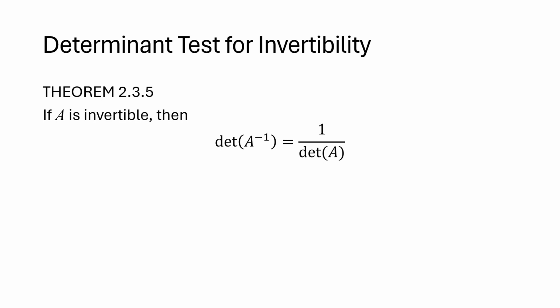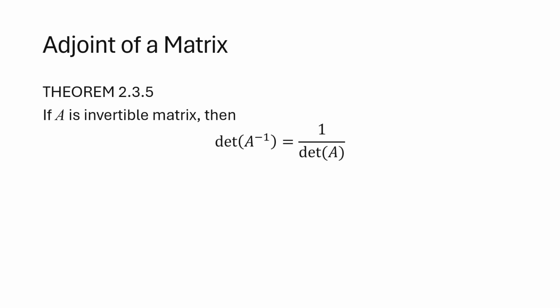Okay, so let's have Theorem 2.3.5. If A is invertible, then the determinant of its inverse is equal to 1 over the determinant of A. Okay, so let's have the adjoint of a matrix.